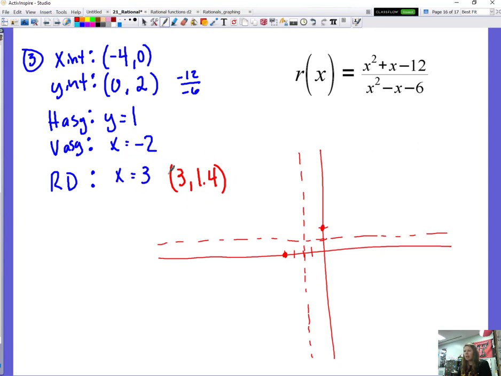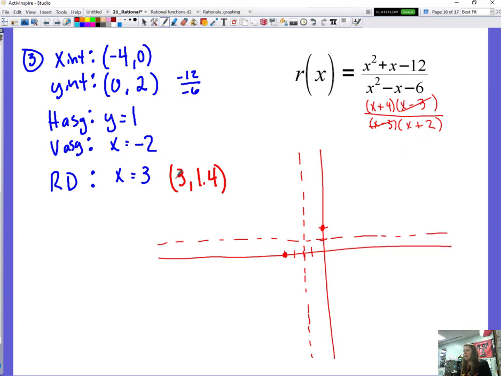Let me talk a little bit about this. We didn't talk about it in the last video, but I'm going to talk about it now. When we factor this, or use the quadratic formula, we end up with x plus 4 and x minus 3 on top, and x minus 3 and x plus 2 on the bottom. So the x minus 3 is going to divide out. That's what's causing these other things.